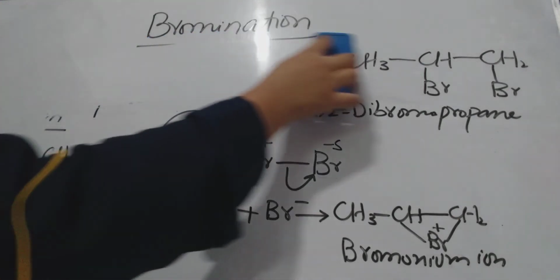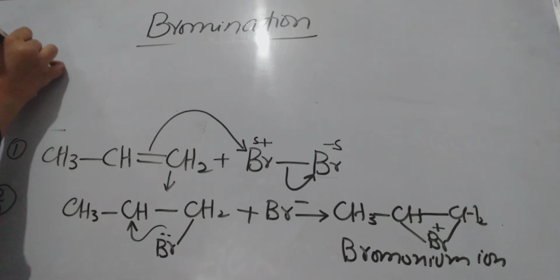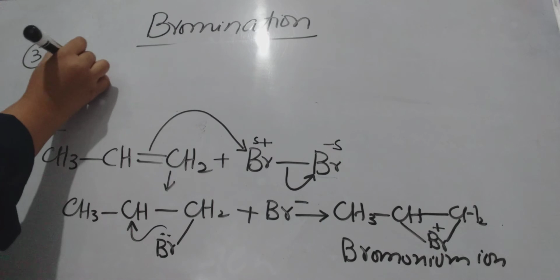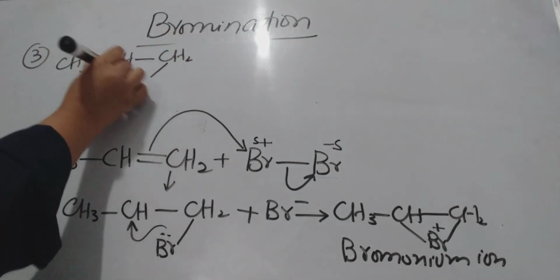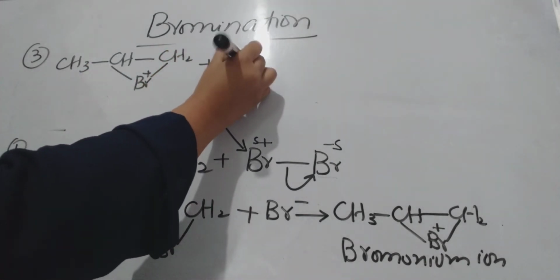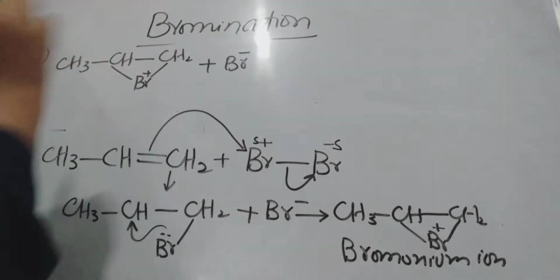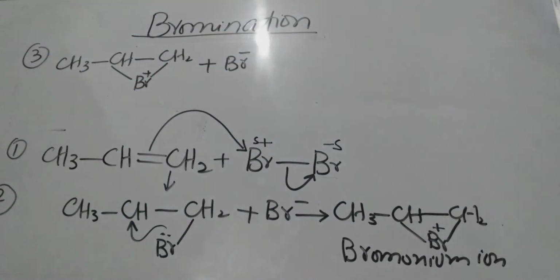Okay, in the next step I am going to write the next step over here. One step, second step and third step. In the third step, this bromonium ion will be attacked by bromide ion. Whenever there is a negative charge over the bromine, it is known as bromide.